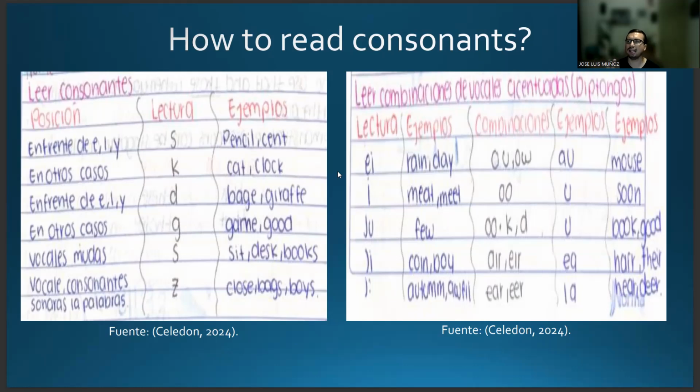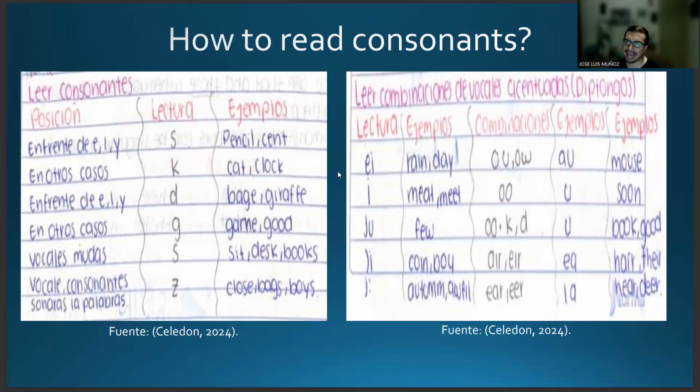Then we have vocales mudas. We have, for example, eat, des, dex, boots. There are some, you see, des, boots. Then you have Z, clothes, bags, boys. On the right side, we have examples with EI, like rain, like day. In combination, like mouse, instead of OU, you say like AU, you know?